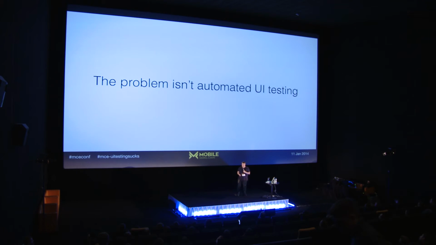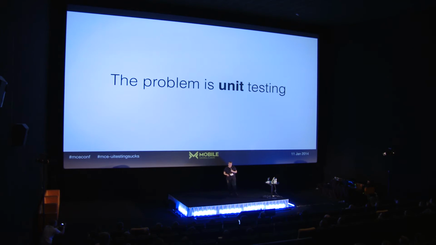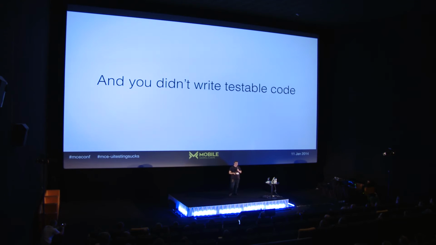So the problem really isn't automated UI testing, right? That's sort of the thing that we maybe thought going in. This looks like a problem for Kif. This looks like a problem for Frank. In reality, a method like that would have been much easier to test if only we had written it. The problem is actually unit testing, but we didn't see that because we didn't write testable code to begin with.